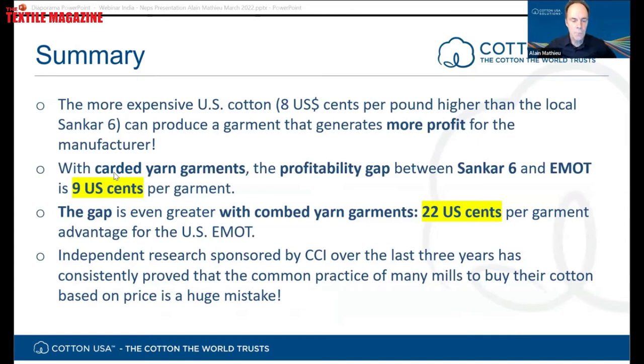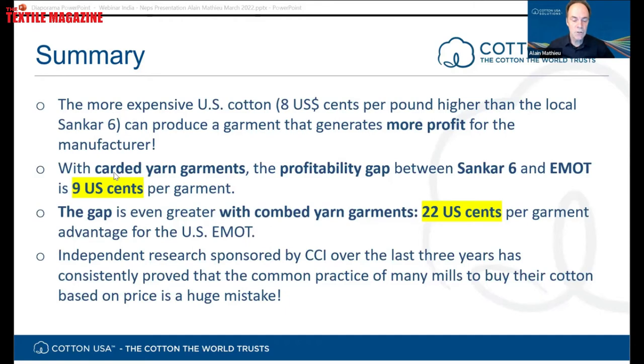In comparing the price of the local Shankar 6 cotton, it may surprise many members of today's audience that despite the higher entry cost of US Upland cotton fiber in the spinning mill, US cotton can produce a garment that generates more profit per garment for the manufacturer. With carded yarn garments, the profitability gap between Shankar 6 and the US cotton is 9 cents per garment, per t-shirt. The gap is even greater with comb yarn garments: a 22 cents per garment advantage for the US cotton.